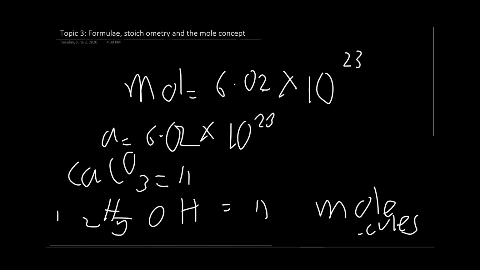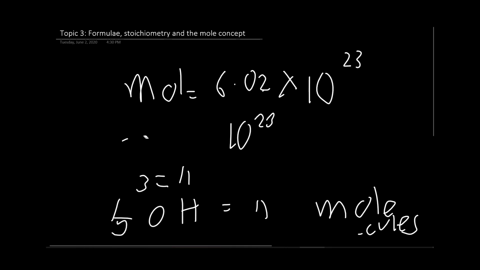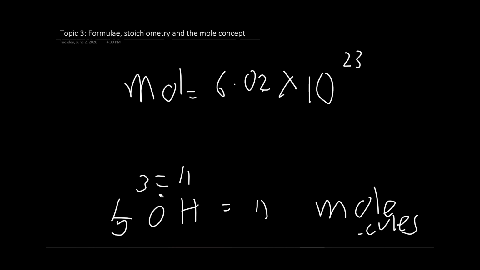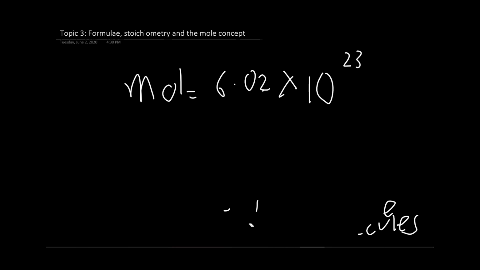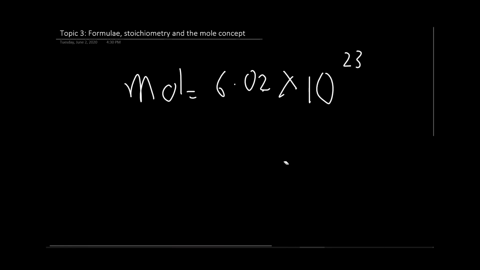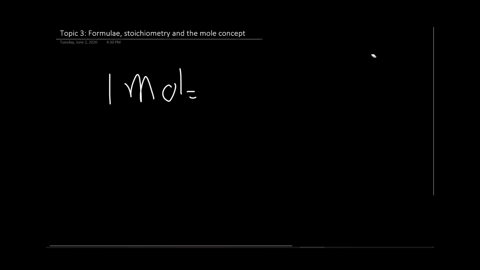And there's another relation we are supposed to know. By the way, this number is known as the Avogadro constant, right? The Avogadro constant. All right. So there's another relation I think we need to know, which is this: 1 mole of any substance, regardless of its state, right?